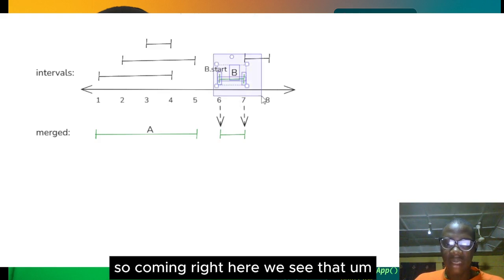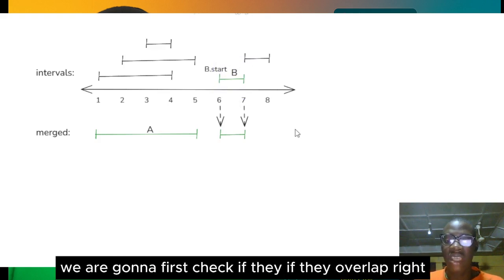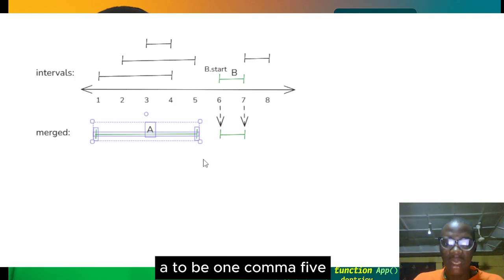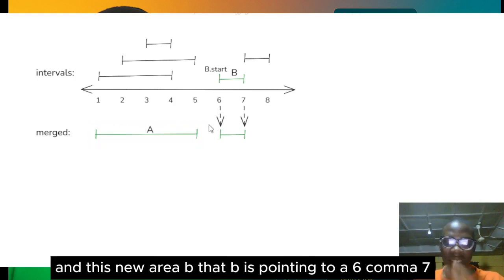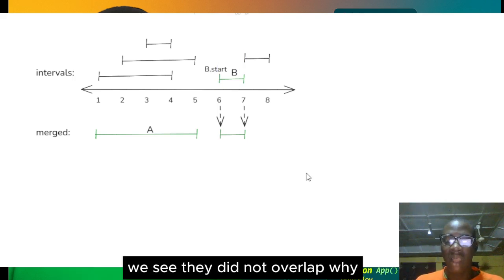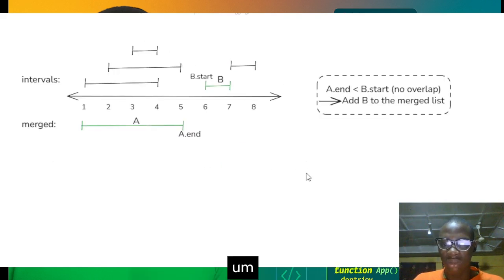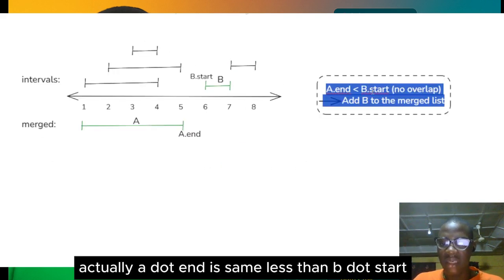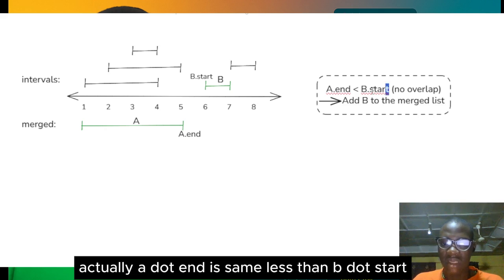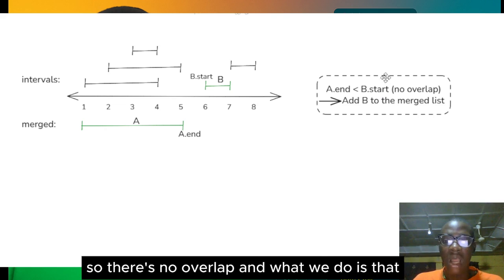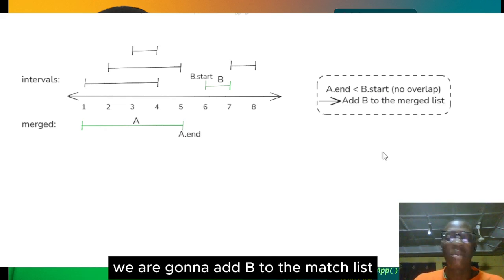Coming right here, we first check if they overlap. We have our merge array, which is array a, being 1, 5, and this new array b that b is pointing to is 6, 7. We see they do not overlap. Why? Because a dot end is less than b dot start: a dot end is 5, b dot start is 6, so there's no overlap. And what we do is add b to the merge list.